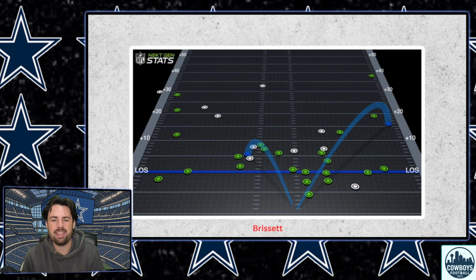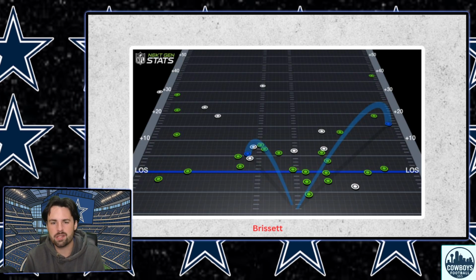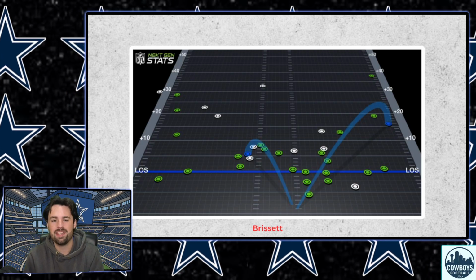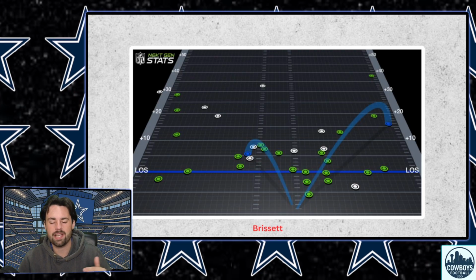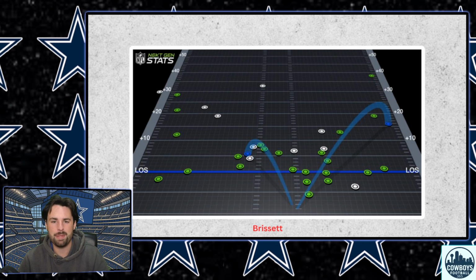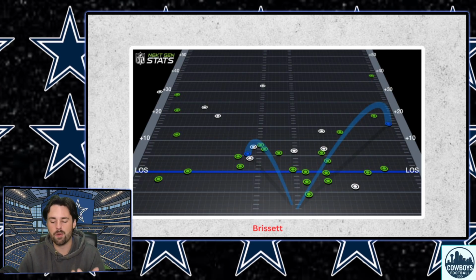With Kyler Murray, if the Cardinals believe the defense is blitzing, they can run a QB draw and Kyler can get past that. Whereas the way to beat that with Jacoby Brissett is to throw a screen pass.